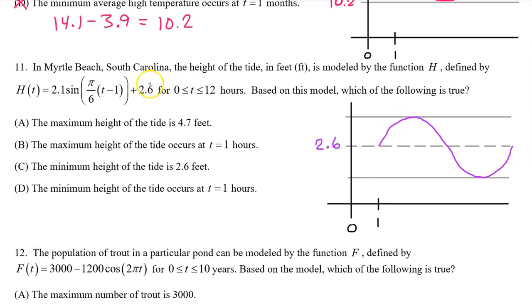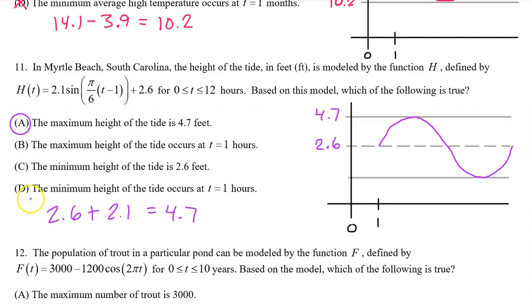We also notice that the d value is 2.6, so that's the middle value for the height of the tide. Option A says the maximum height of the tide is 4.7. Well, the maximum height should be the middle value plus the amplitude. And 2.6 plus 2.1 is 4.7. Kabam! The maximum height is 4.7. So the answer is A.